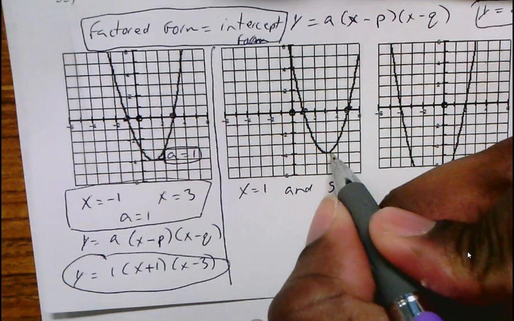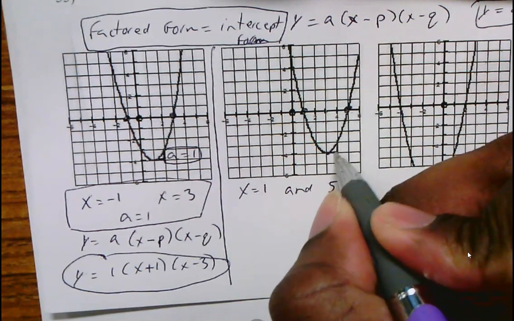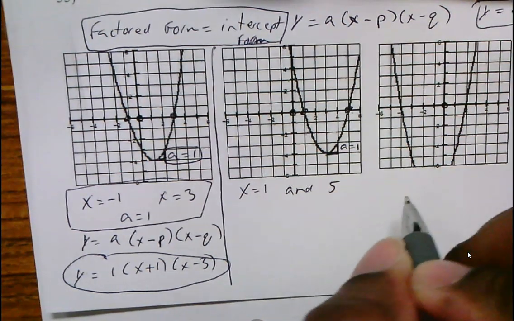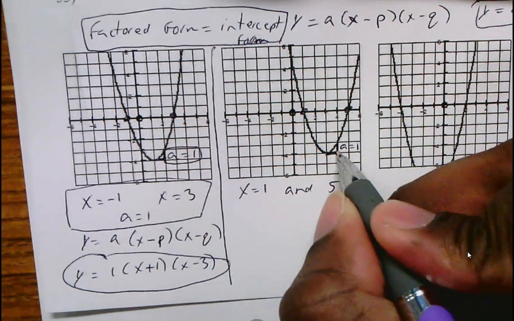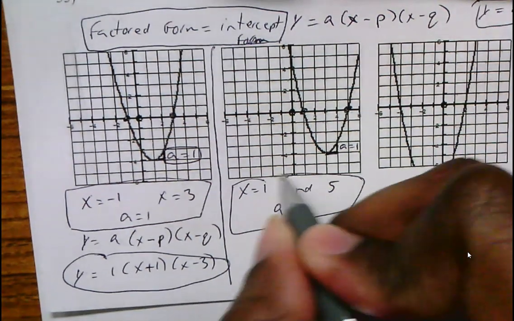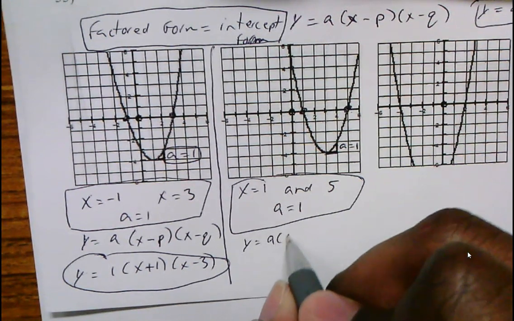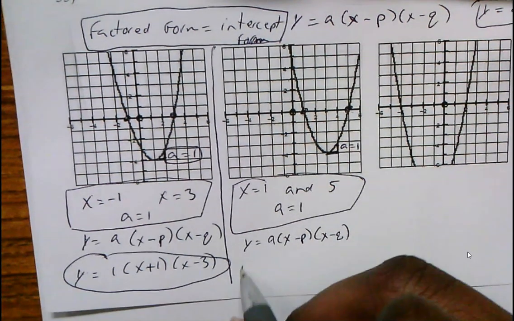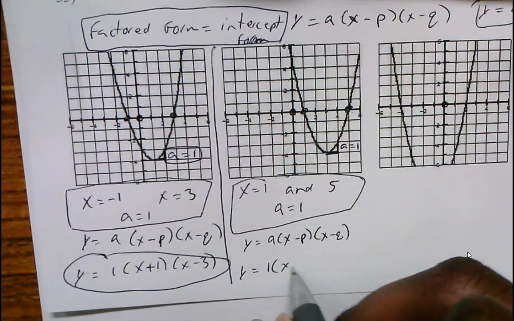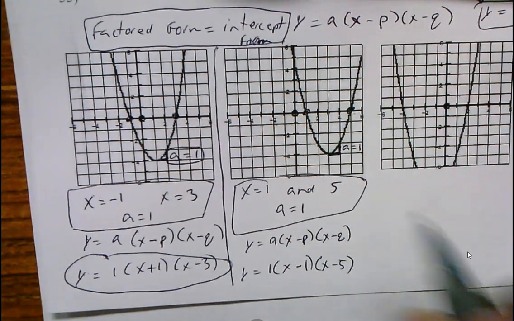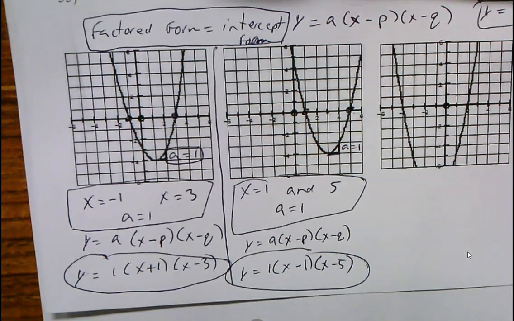The a value is also 1 in this case. When I go over 1 unit, I go up 1 space. So a is 1 in this problem as well, because of the distance I went up to touch the graph. So writing into that form, y equals a(x - p)(x - q), it's going to be y equals 1(x - 1)(x - 5). And now I have it in factored form, or intercept form.